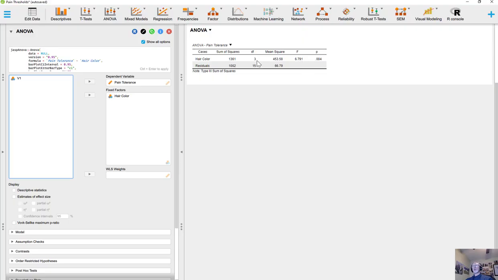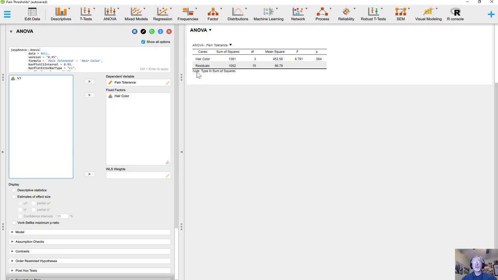You look up a critical value for 3 and 15 degrees of freedom, and it's probably going to be somewhere in the 3 or 4 range. This F exceeds that, and hence it gives you a p-value of 0.004. It is less than 0.05, so if you set alpha to 0.05, it's less than that, saying that your probability of a type 1 error is even less than 0.05, about 0.004, which is very low, so we would call that a statistically significant result.